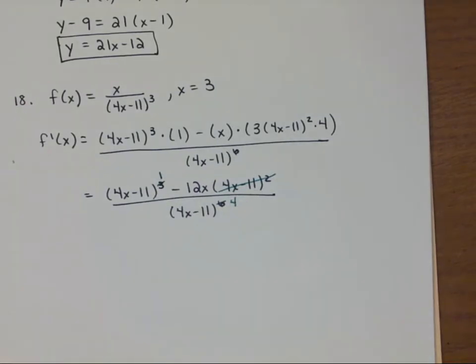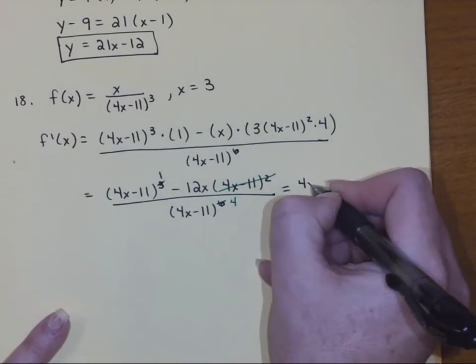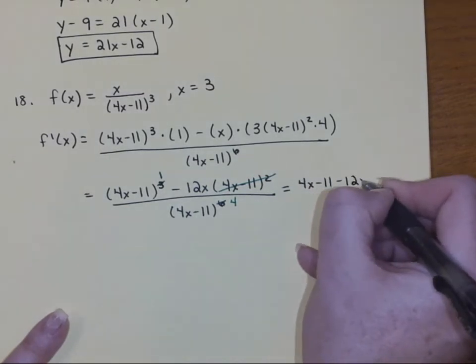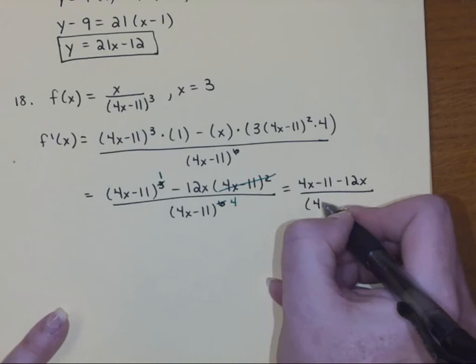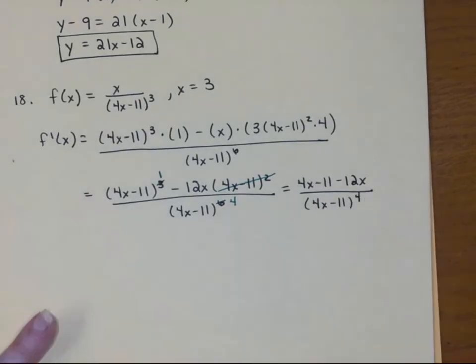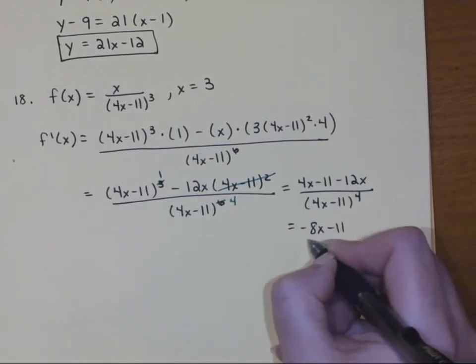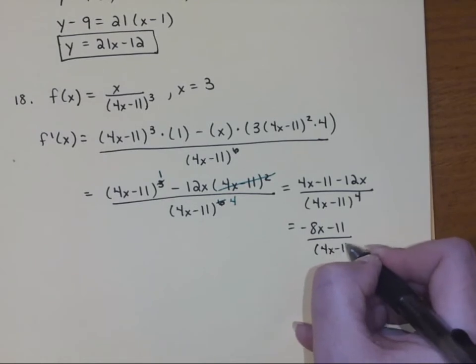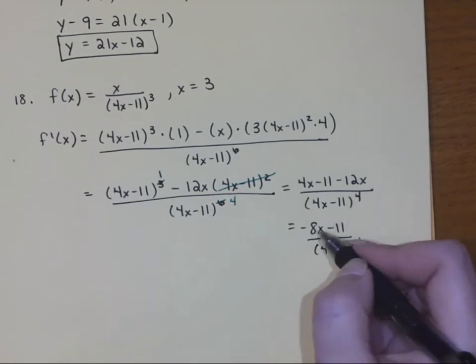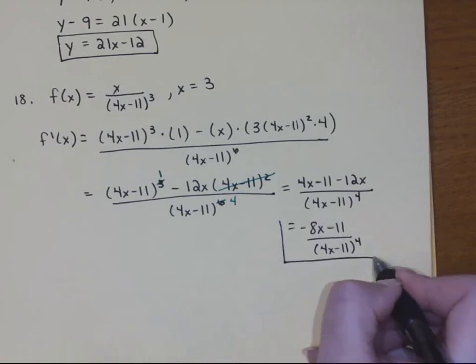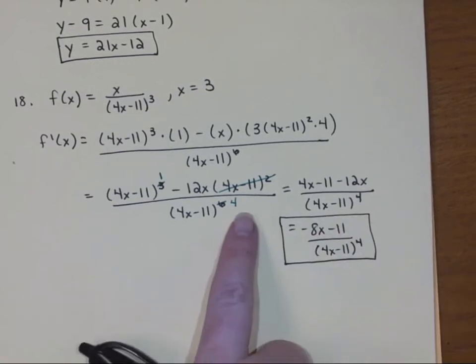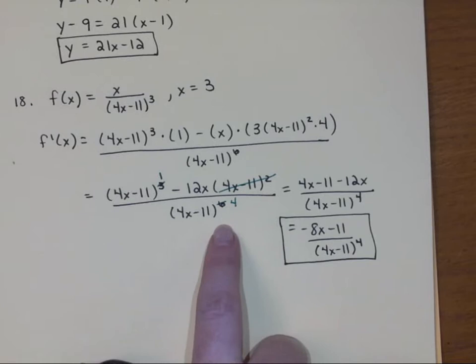Okay, so in other words, this is just actually 4x minus 11 minus 12x over now 4x minus 11 to the 4th power. And then we can simplify, and we'll just have negative 8x minus 11 over 4x minus 11 to the 4th. Okay, I need you to be able to process that. Notice that we just got rid of what they had in common, and we could only do that if it was present in everything, right? But a 4x minus 11 squared was present in everything.